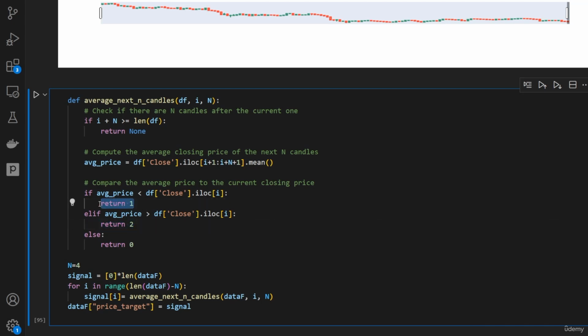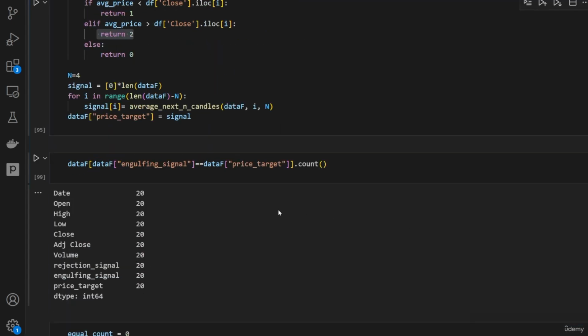So if it's a 1, meaning it's a downtrend. If it's a 2, it's an uptrend for the future price. And this is the price target. We're going to call this new column price target and keep the values in our data frame. And next, the comparison becomes very easy.